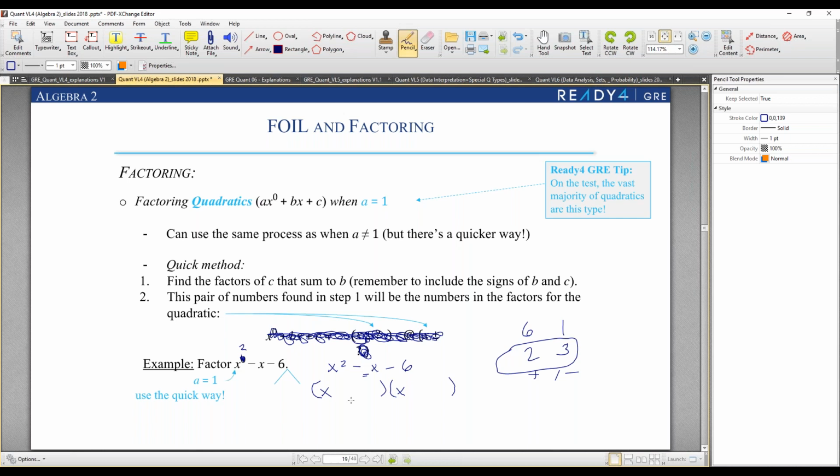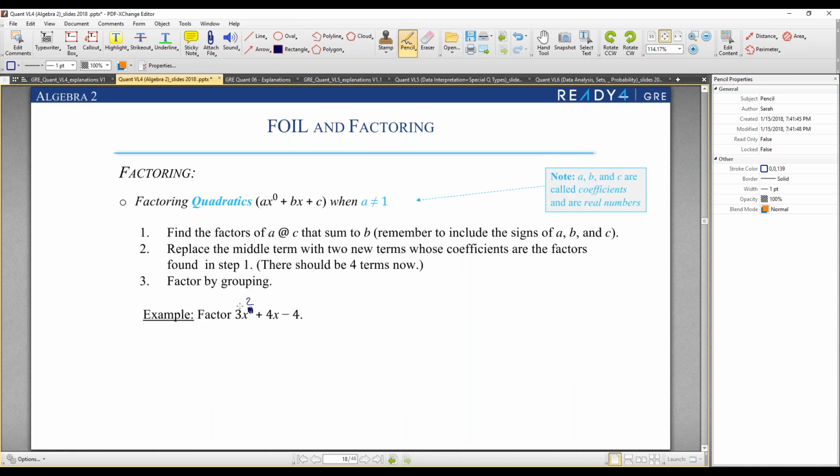And which ones are we going to use? We're going to use the -3 and the +2 because we want them to add up to a -1. So it's x minus 3, x plus 2. Very nice. So this is what happens when you have a situation where there's nothing in front of that x. There's nothing there. There are also problems where you have a coefficient on that x.